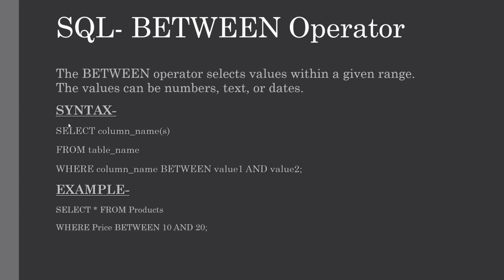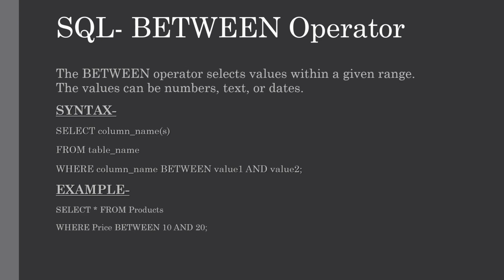This is the basic syntax of the BETWEEN operator, in which we are selecting a column from a table and using the BETWEEN operator in the WHERE clause. In this, we are getting the values between these two expressions, value 1 and value 2. This is one simple example in which we are fetching records from the products table where the price is between 10 and 20.